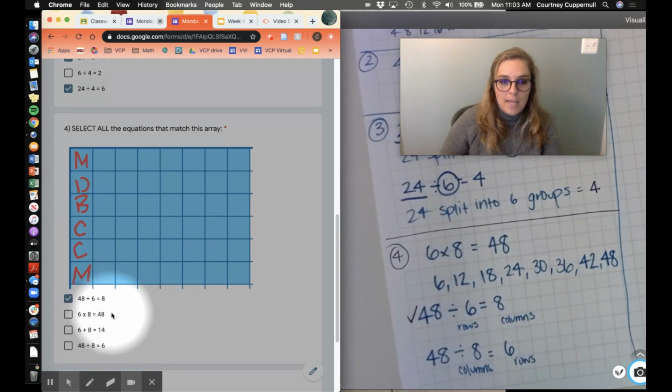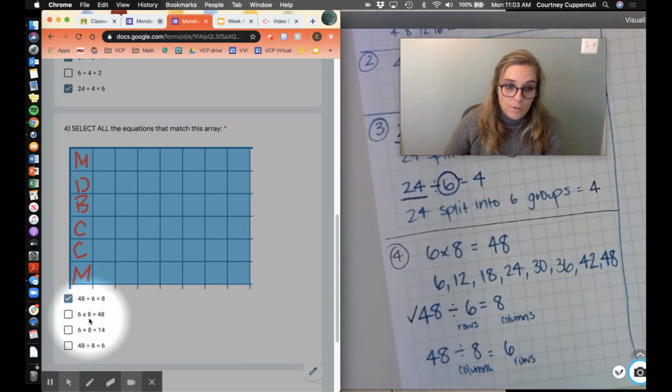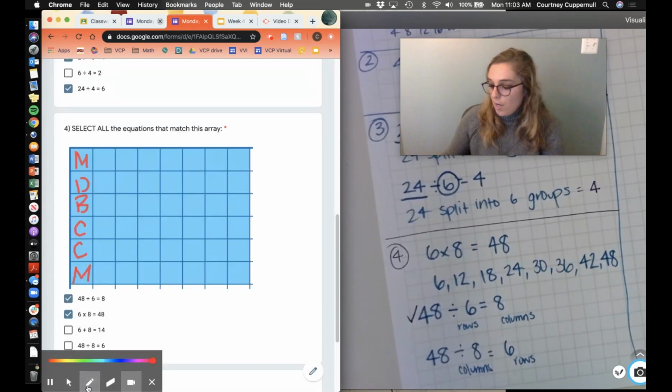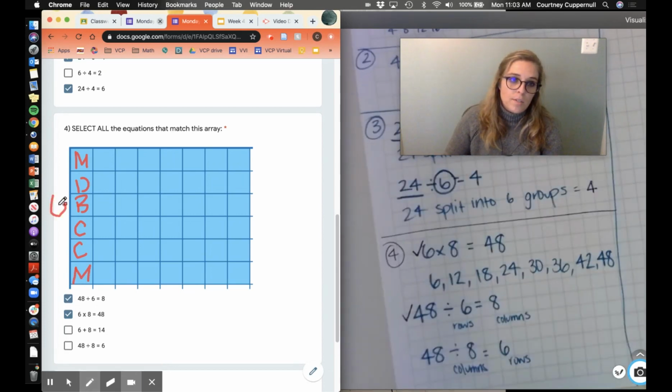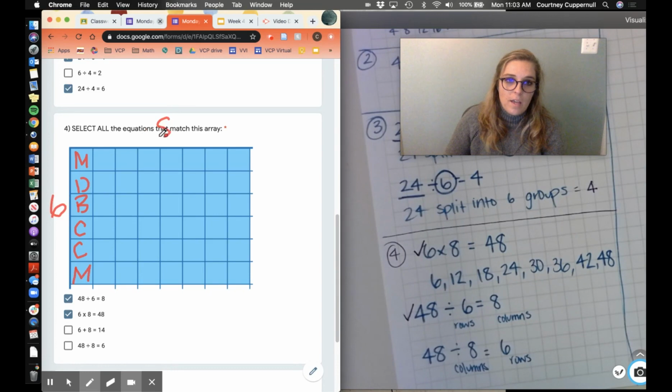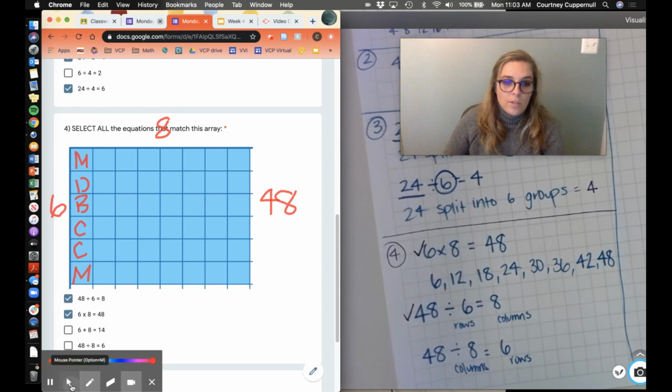6 times 8, 6 groups of 8 equals 48. We know this is also a correct answer choice because these are our dimensions, right? We wrote that right here. But we also know 6 rows of 8 columns equals that 48 tiles. All right, let's look at the next answer choice.